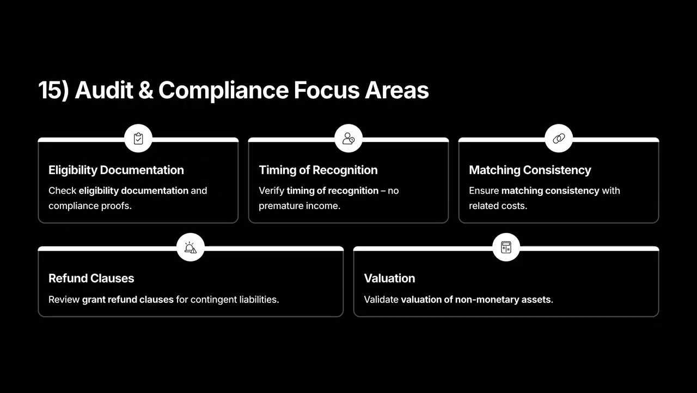Audit and compliance focus areas. Auditors look closely at a few key things. First, the eligibility documentation and evidence that conditions are met. Second, the timing of recognition. No recognizing income too early. Third, the matching between grant income and related costs. Fourth, the presence of refund clauses, which may need provisions under IND AS 37. And finally, proper valuation of non-monetary assets, if any. So, keep your paperwork tight and your logic consistent.